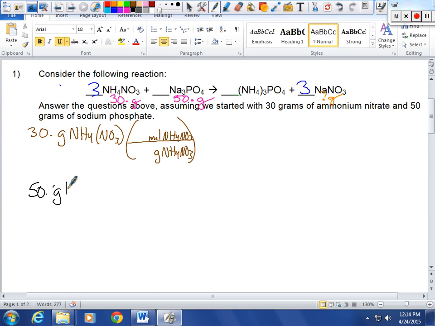50 grams of Na3PO4. Logan, do me a huge favor. Will you see if my blue calculator's back out there? I brought it in. And I can run these. Is it? Okay.